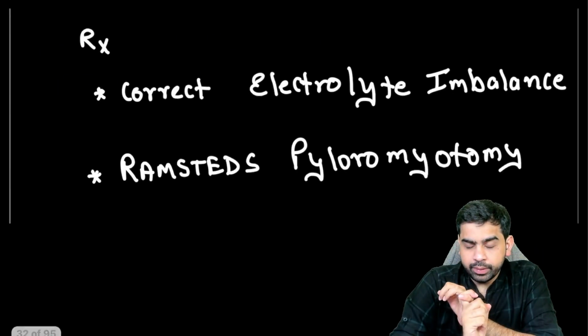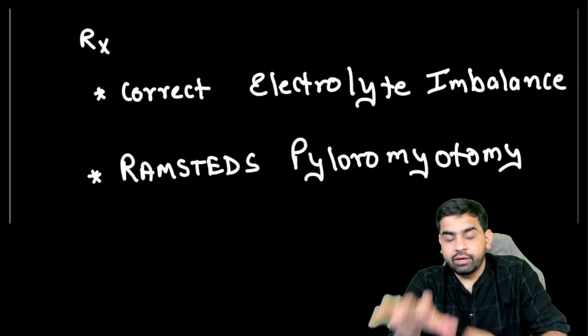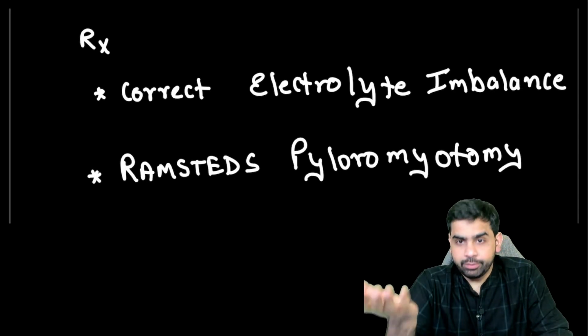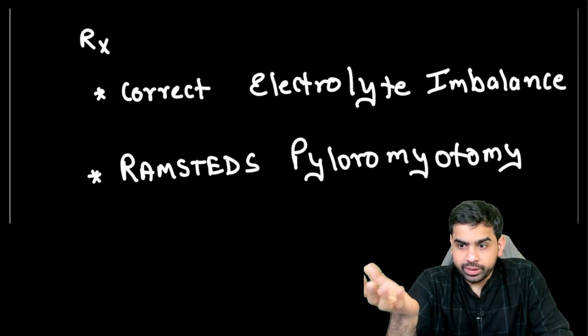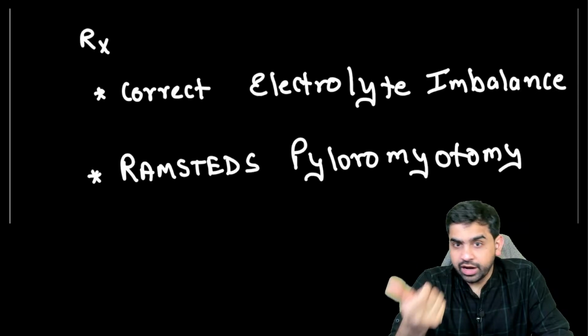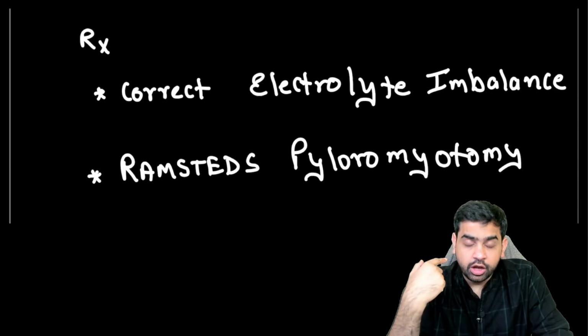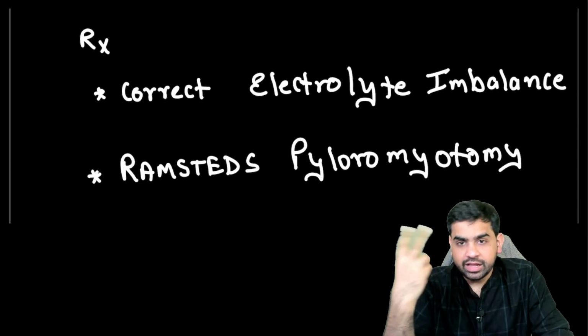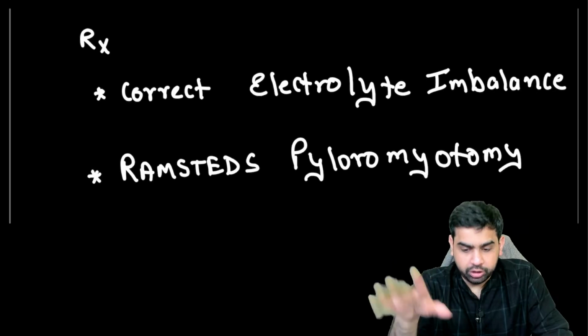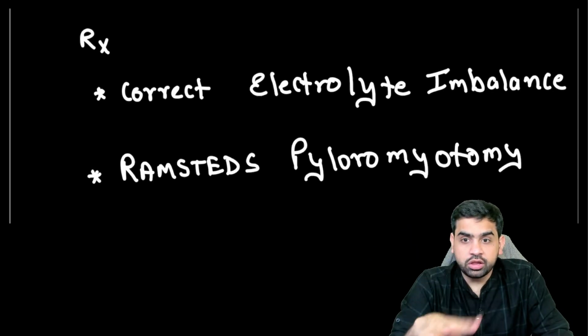Will you operate on this patient immediately? No, not really. You'll have to first resuscitate the child, because the child has come to you with non-bilious vomiting and everything. So the child will be in a state of dehydration, and all these electrolyte abnormalities are there. So you have to first resuscitate the child, and then perform the Ramstedt's pyloromyotomy.